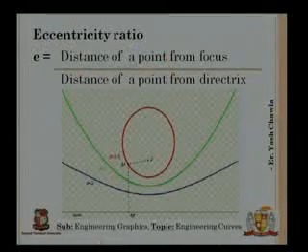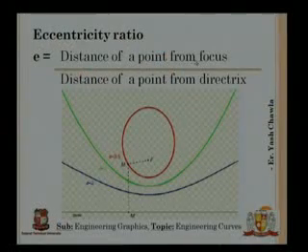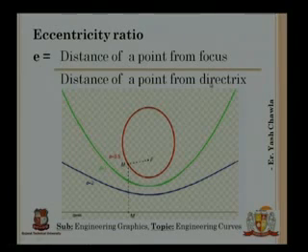Now take a look at the formula, where E is equal to the distance of a point from the focus divided by the distance of the point from the directrix. Now what is a directrix? That we'll be discussing in the coming slides. Now you can see this line is known as the directrix.